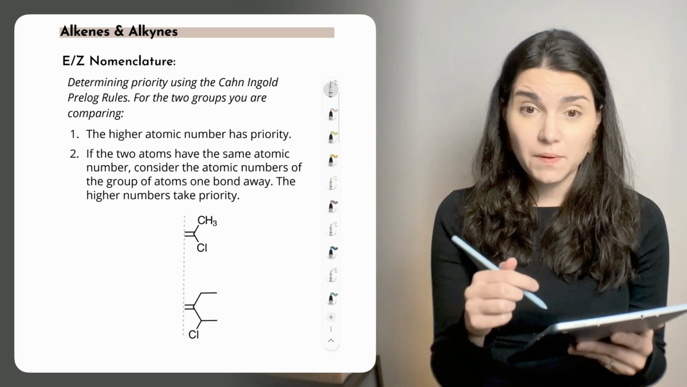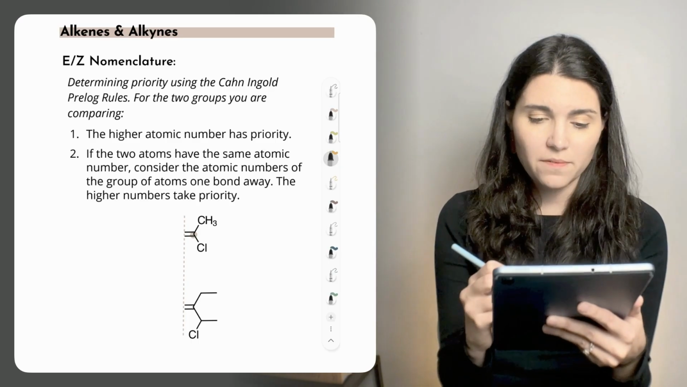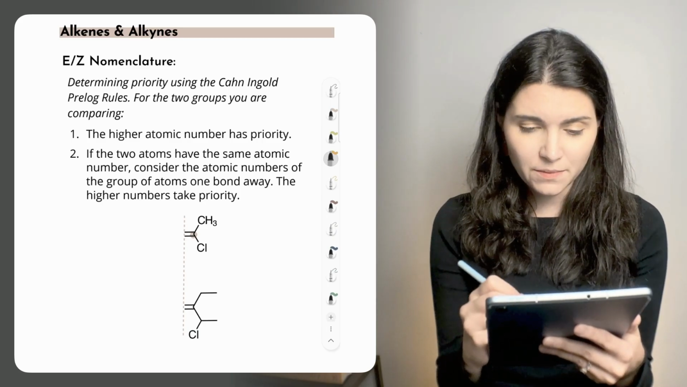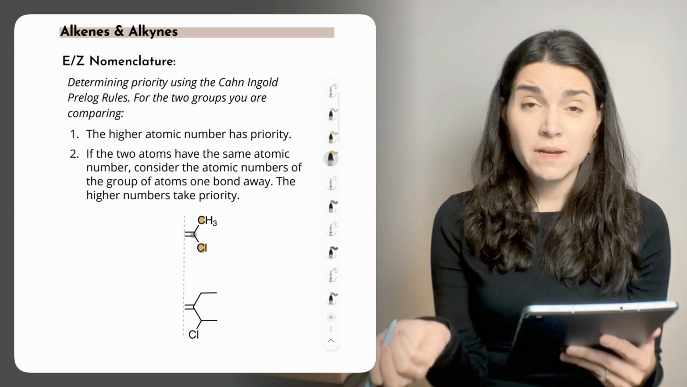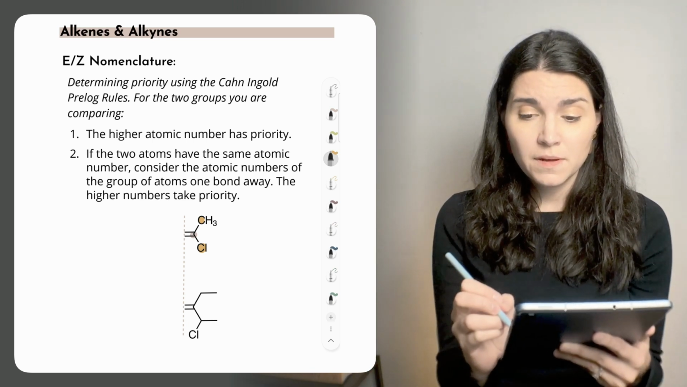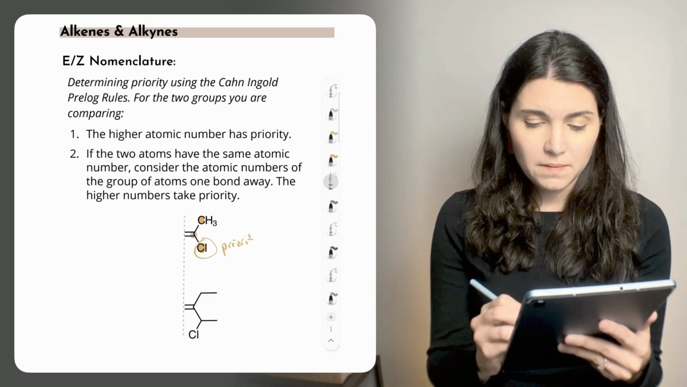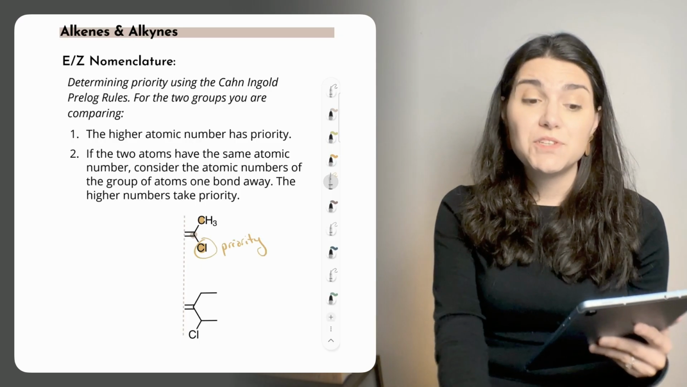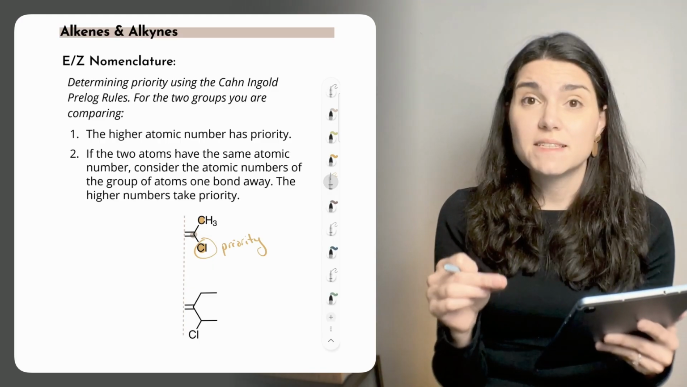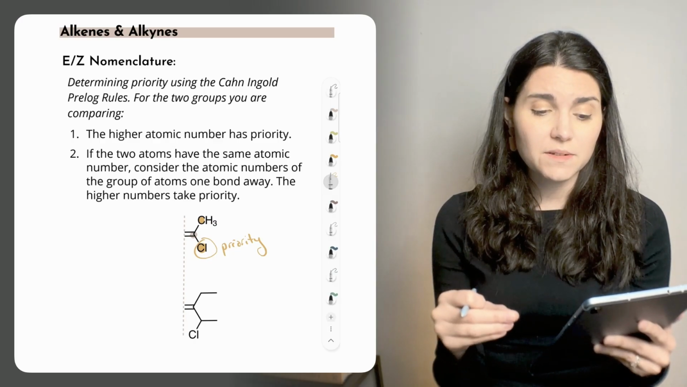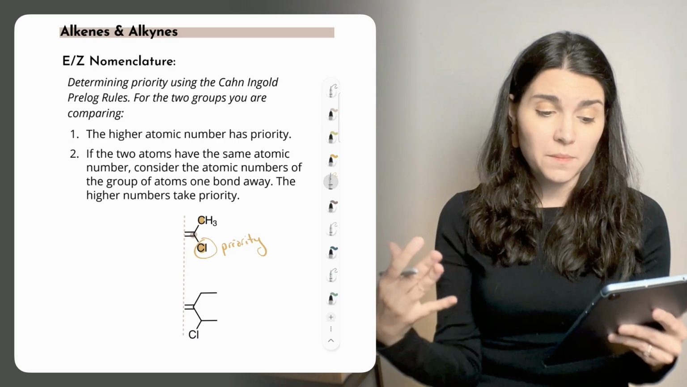So for example, I've got just like half alkenes drawn here. Coming off of a carbon in this fake half alkene, we've got a carbon and a chlorine. So carbon versus chlorine. Chlorine has the higher atomic number, so chlorine has the priority in this case. If the two atoms that are coming directly off the carbon that you're looking at on the double bond have the same atomic number, then you have to consider the atomic numbers of the atoms one bond away, and the higher numbers take priority.